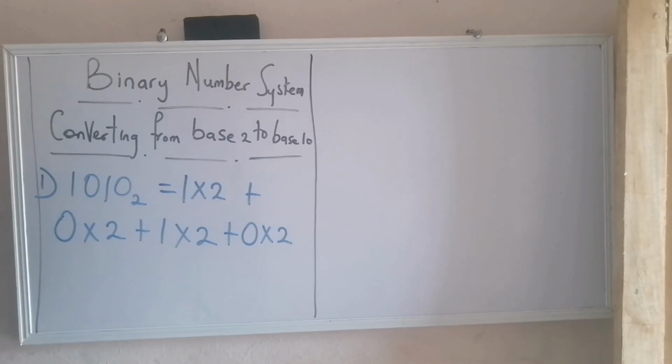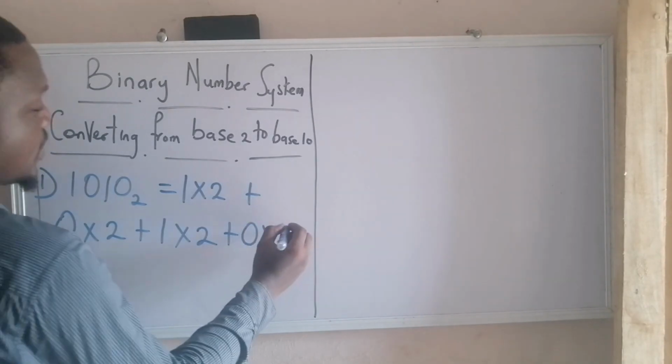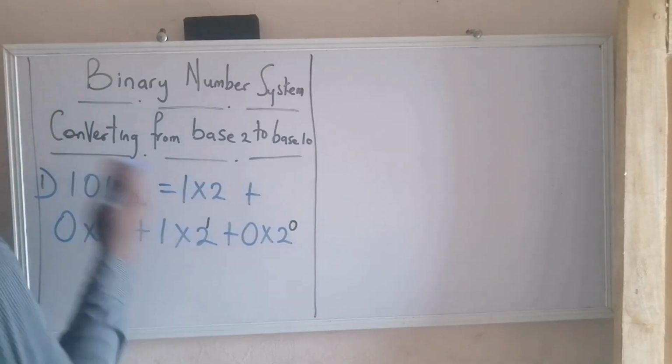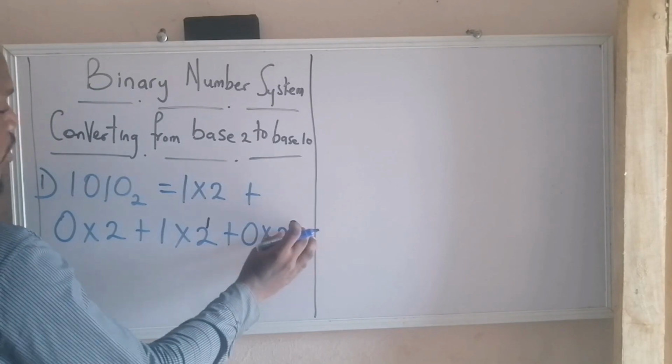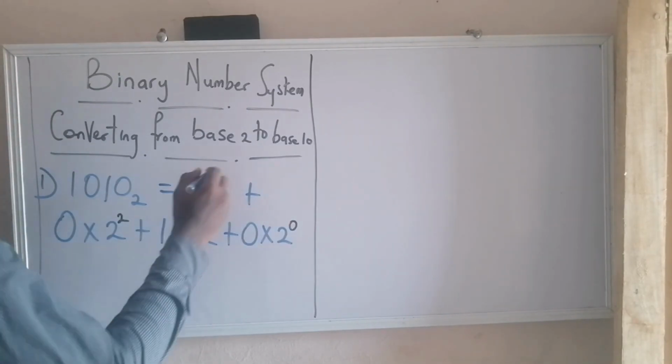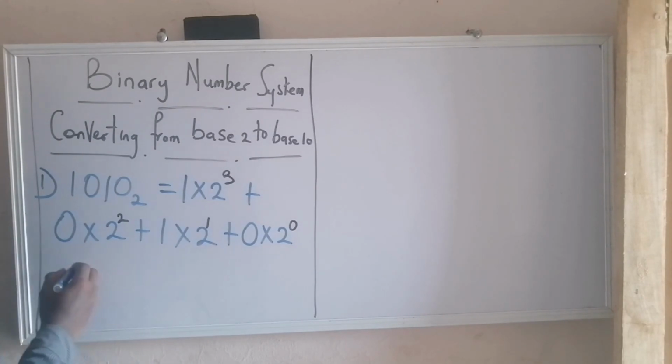Once you have done that, step 2 is that you start from the last digit, this part now, and you number it from 0. We are dealing with base 2 now, only base 2. We're going to start from 0, 1, 2, then you have your 3. Once you have done that, you can proceed.